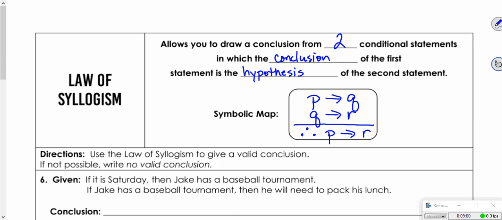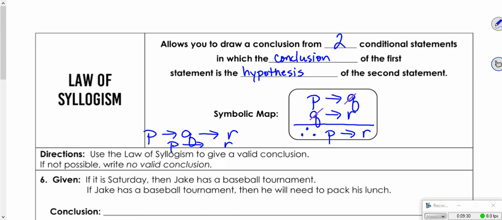Okay? So it's almost as if these Q's kind of cancel each other out. The conclusion from the first one kind of cancels out the hypothesis from the second one, and you can go straight from P to R. I also kind of like to write it P to Q, Q to R, so we cut out the middleman and just go straight from P to R. Does that make sense? Okay, that's kind of what we're doing.